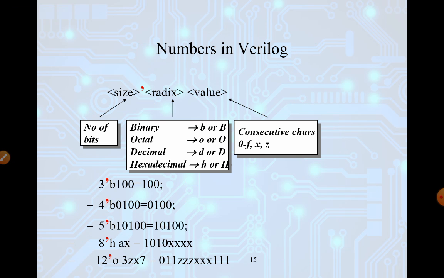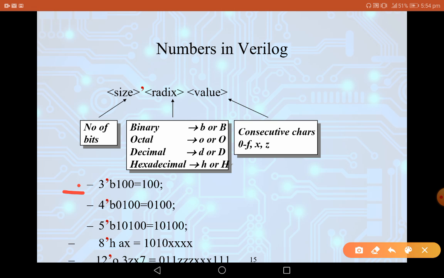One thing is we can use any number of numerical variables or radix in Verilog. For example, this is the way of writing a 3-bit 100. The first is size. We have to specify how many bits our number is going to take. Then the radix: B for binary, H for hexadecimal. And the value is either 1, high, low, don't care, or high impedance.